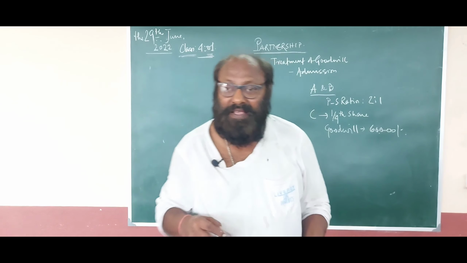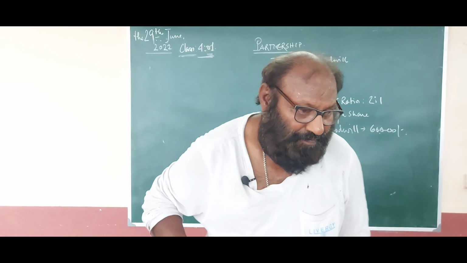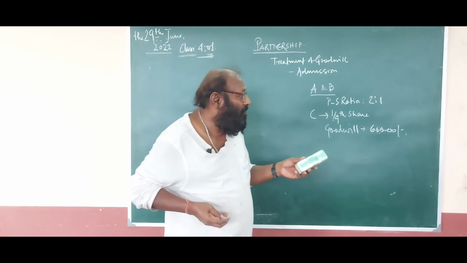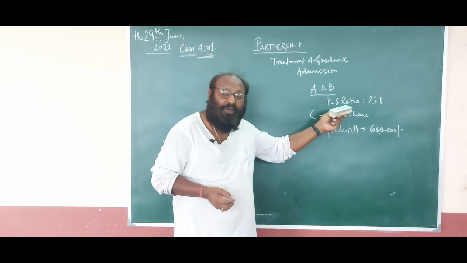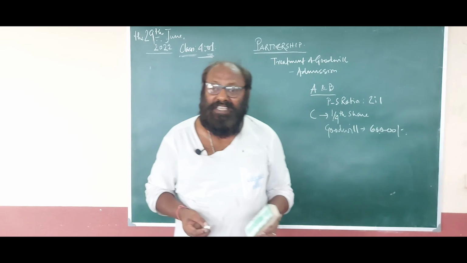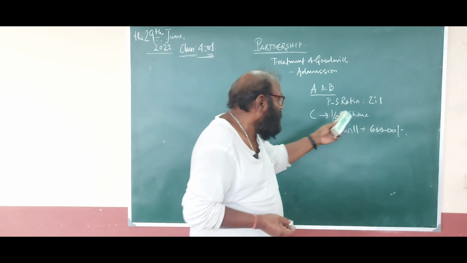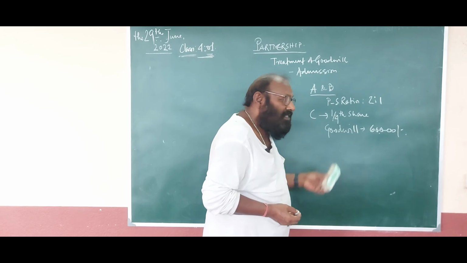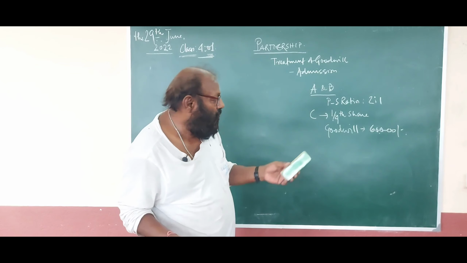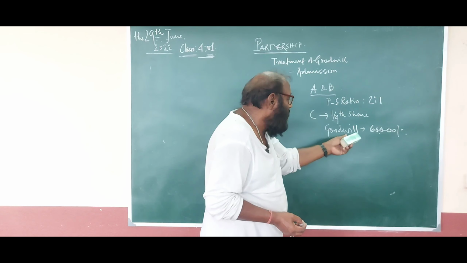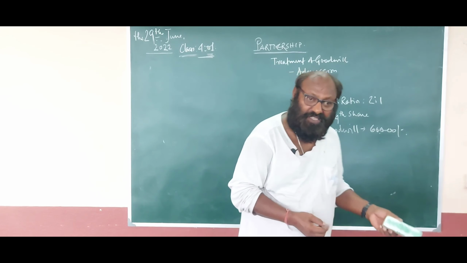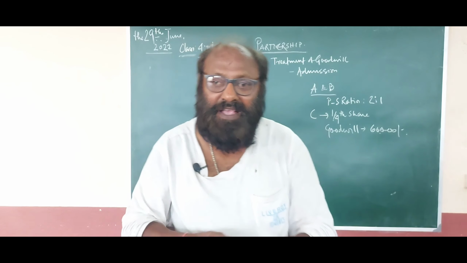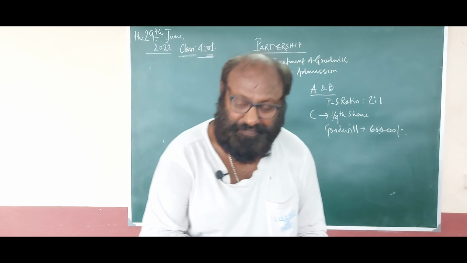I am taking up a simple example. Mr. A and B, I have given a synopsis of the problem. Mr. A and B are partners of a firm sharing profits and losses in the ratio of 2:1. And now C enters into the business. C is admitted in the business for 1/4 share. The goodwill of the firm is valued at ₹60,000. So friends, this is the basic premise of our discussion today.